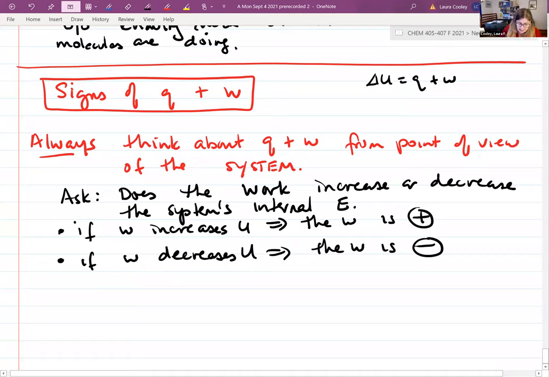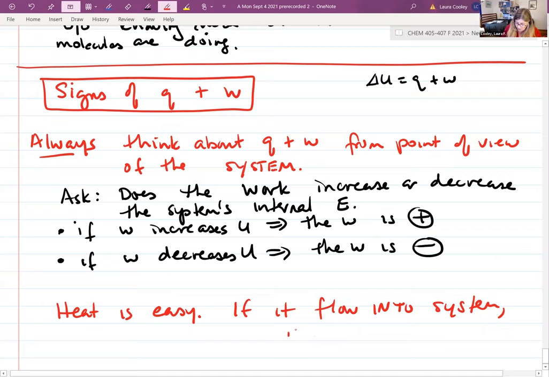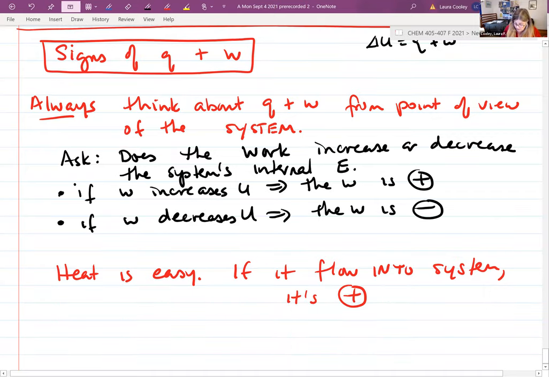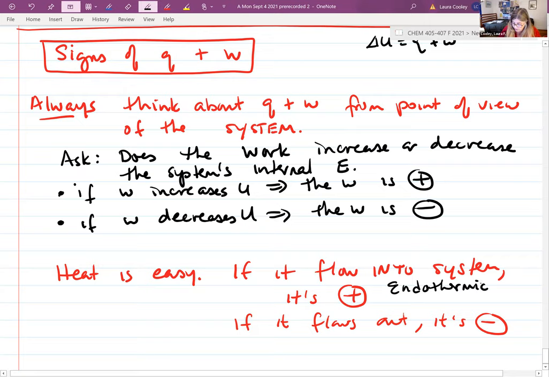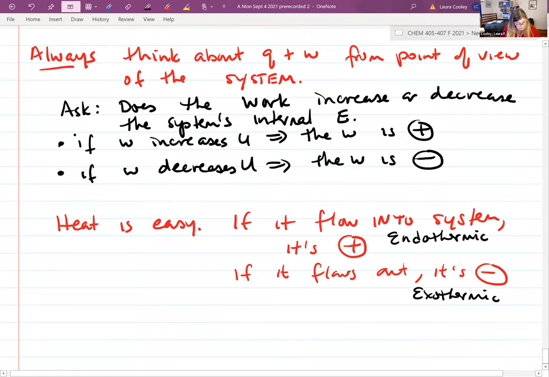For Q, it's pretty easy, right? Because you need to know the sign of Q as well. I guess I would say heat is easy. If it flows into the system, it's positive. If it flows out of the system, it's negative. And we've used these terms in Gen Chem. We call it endothermic when heat flows in, and exothermic if heat flows out.